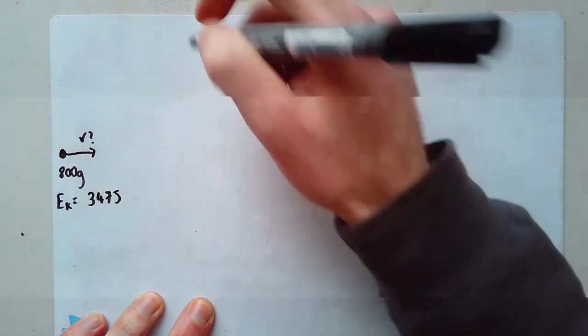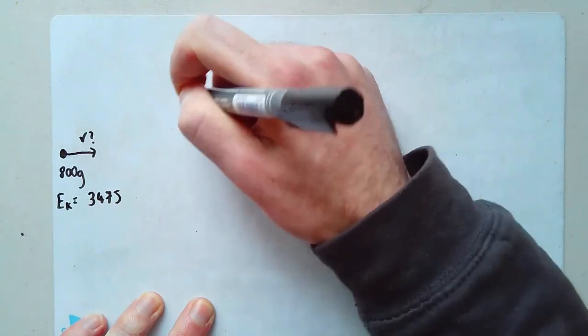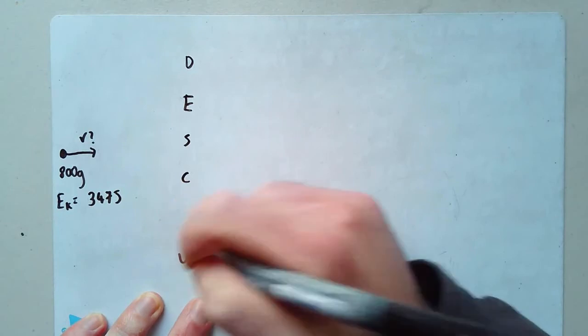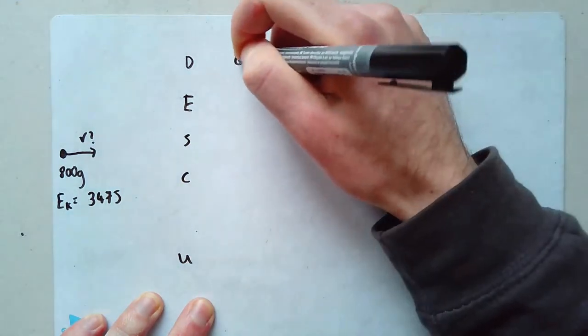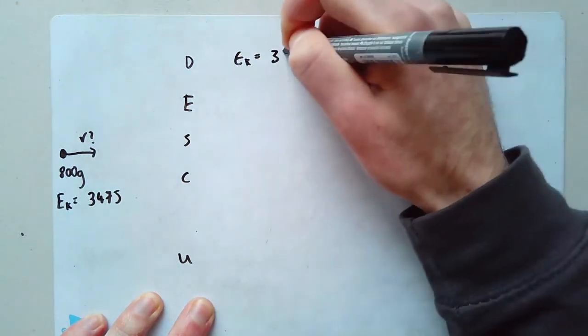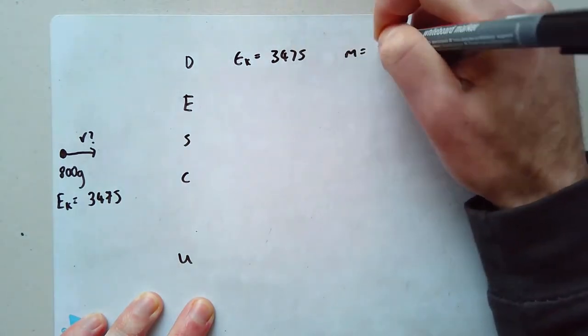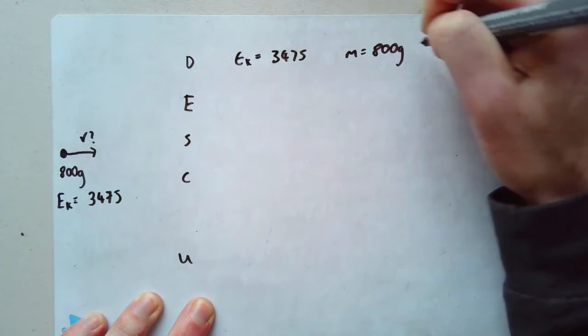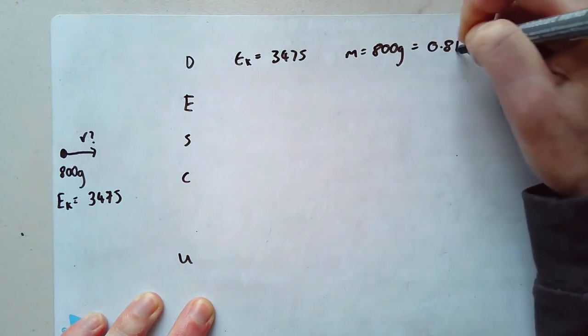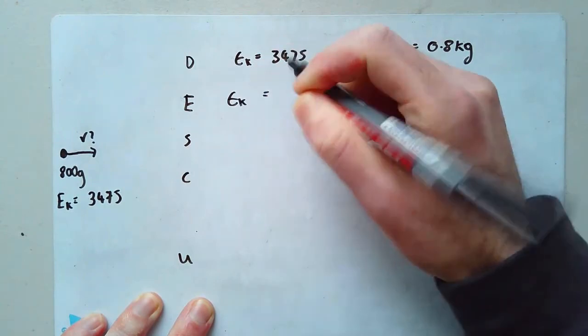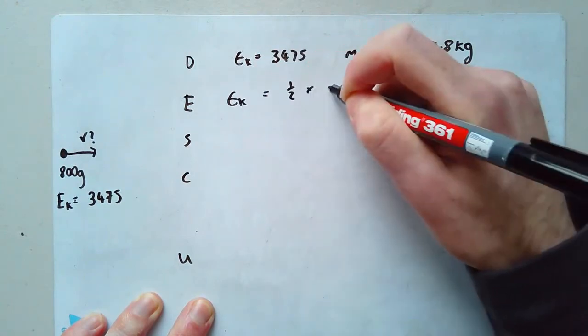Data: EK equals 347, and mass equals 800 grams. Now immediately I need to change that to 0.8 kilograms. Equation: EK equals half times mass times velocity squared.